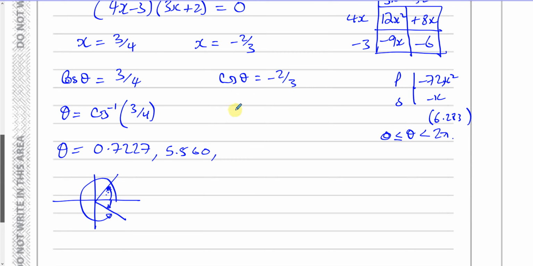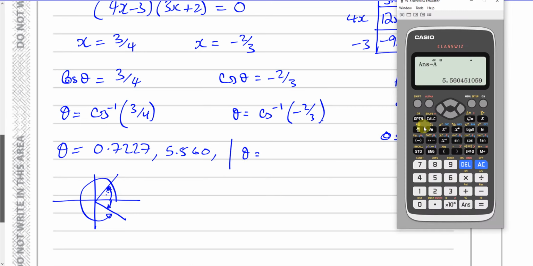Now for the other one, we're going to have theta equals inverse cosine of negative 2/3. In this case, our solutions are going to be in a different quadrant. So here we're going to have theta equals, so let's get the inverse cosine of minus 2/3. Okay, that gives us 2.3005.